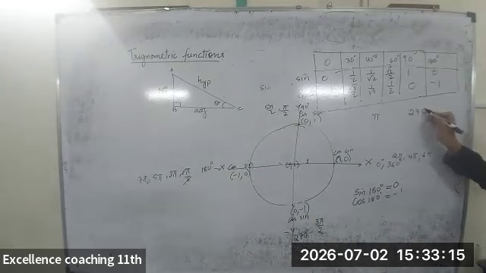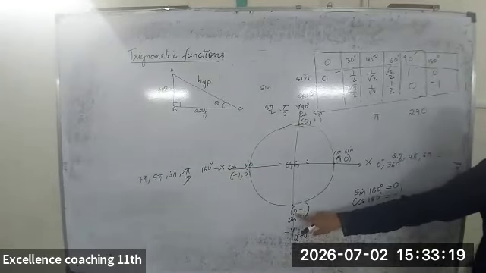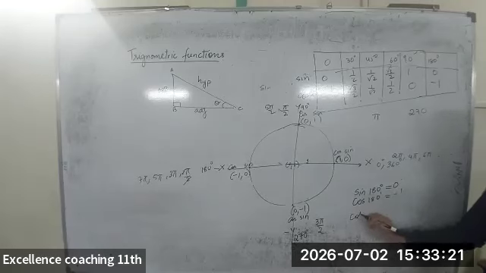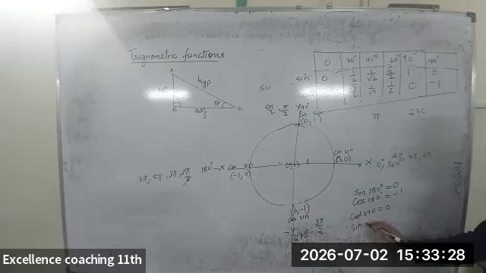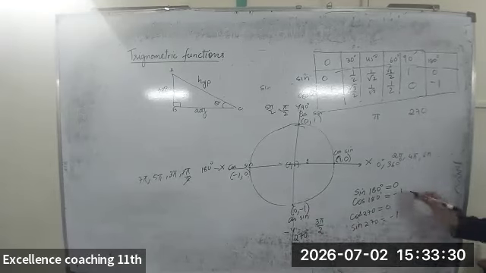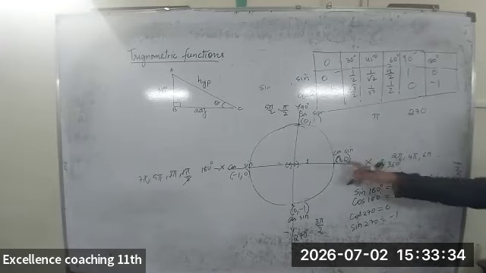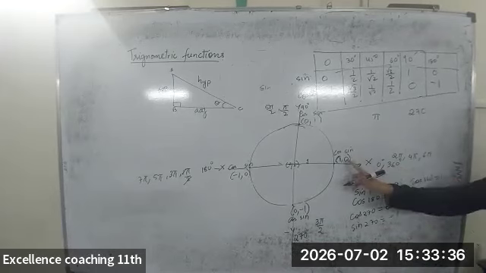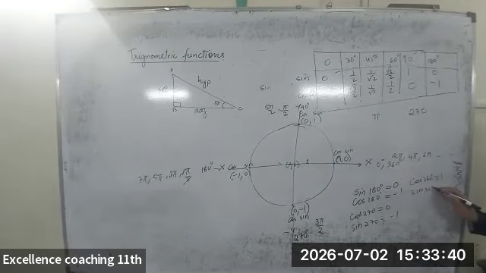Then we'll check for 270. The 270 line is here. Cos of 270? And sine of 270? Minus 1. Then again, cos of 360 or 2 pi will be how much? 1. Will be same as 0. And sine of 360 will be like that. Okay, understood now?